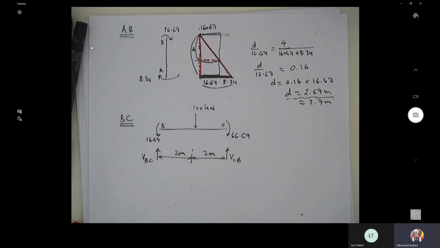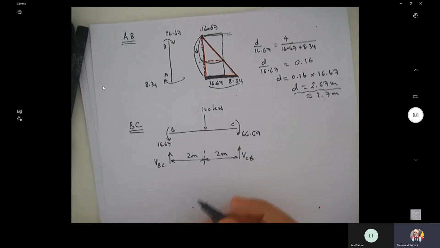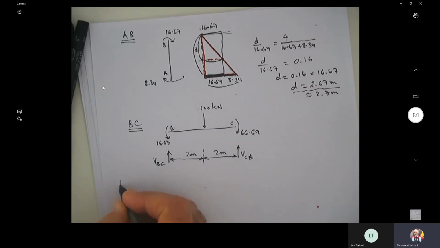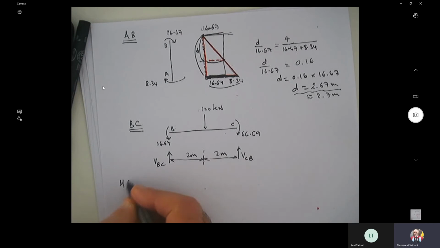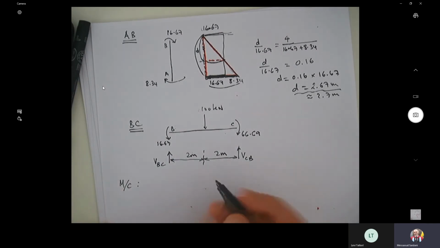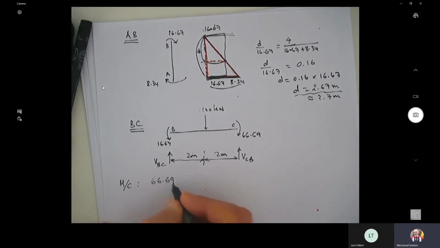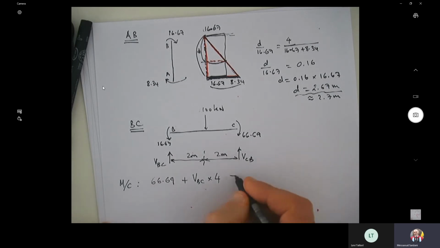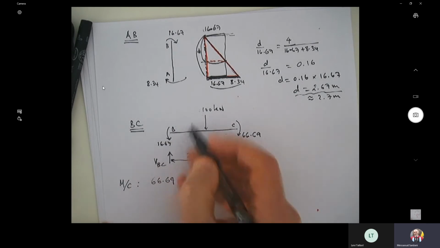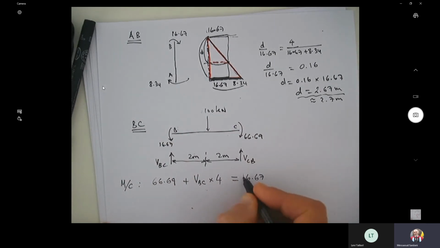Okay, let's do the reactions first. So we take moments about, let's start with C. Clockwise equals anti-clockwise about C. Clockwise we have 66.69, and then we have the reaction VBC times the length 4, that's clockwise. Anti-clockwise we have 16.67.